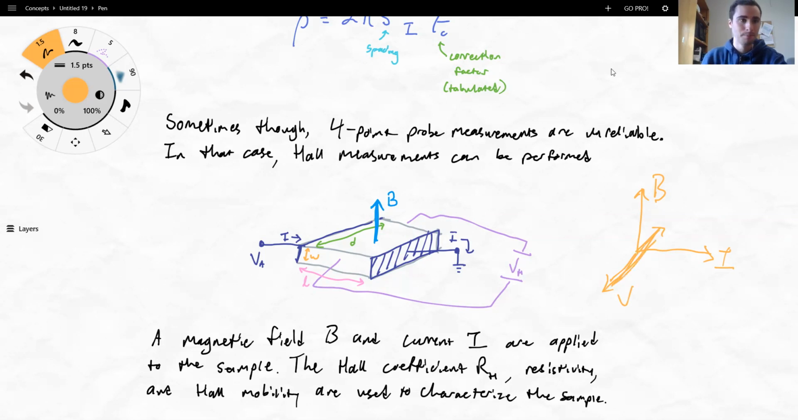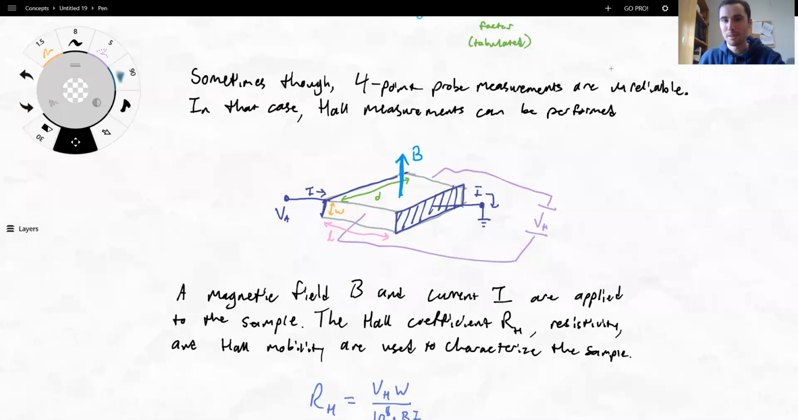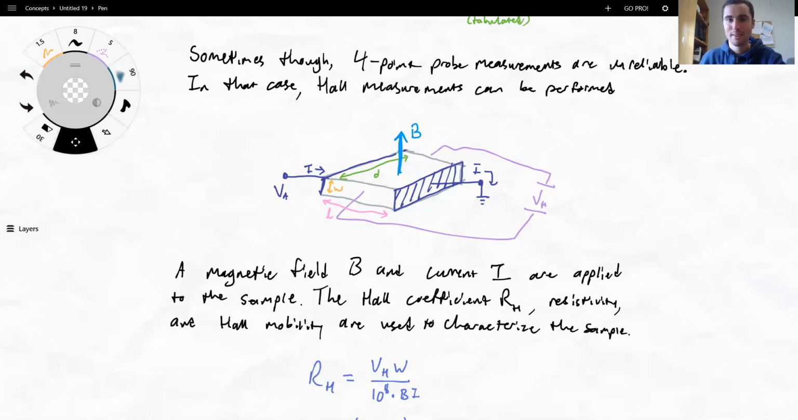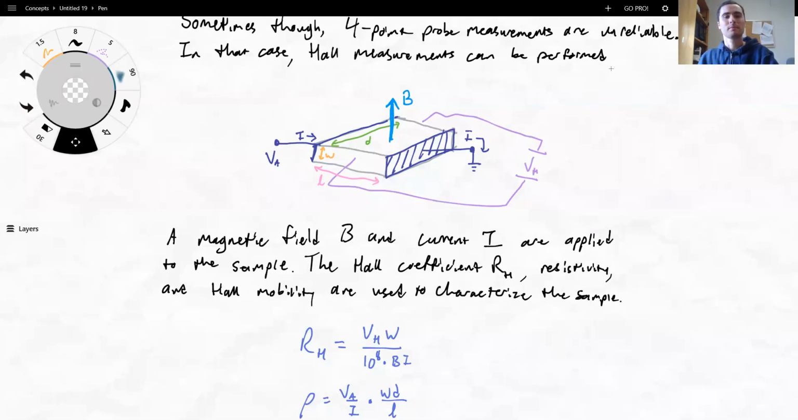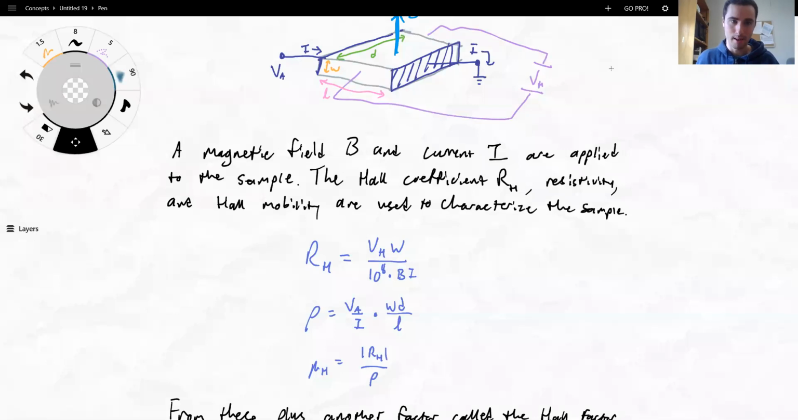So perpendicular to both. Why exactly it does that, you can look into it yourself if you care. I claim that for the purposes of this course, nobody cares. But if you do, you can look up the Hall effect. So this voltage that you measure is called the Hall voltage. And you can use it in collaboration with a bunch of these other measurements here to figure out the carrier concentration.